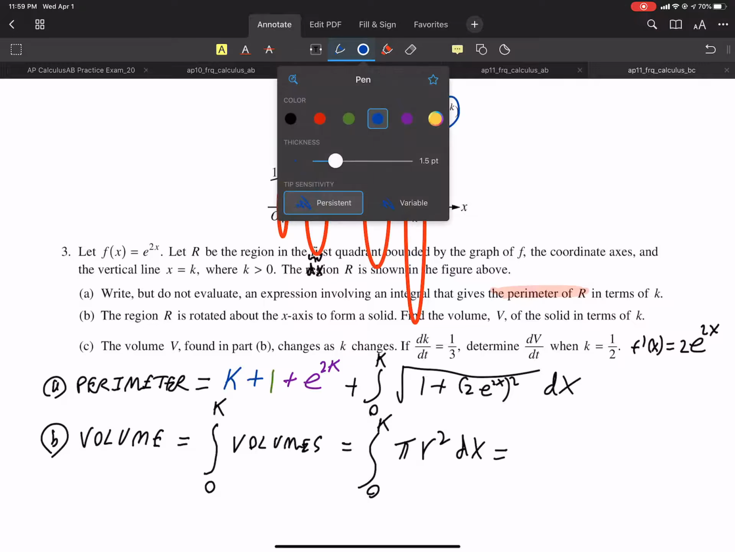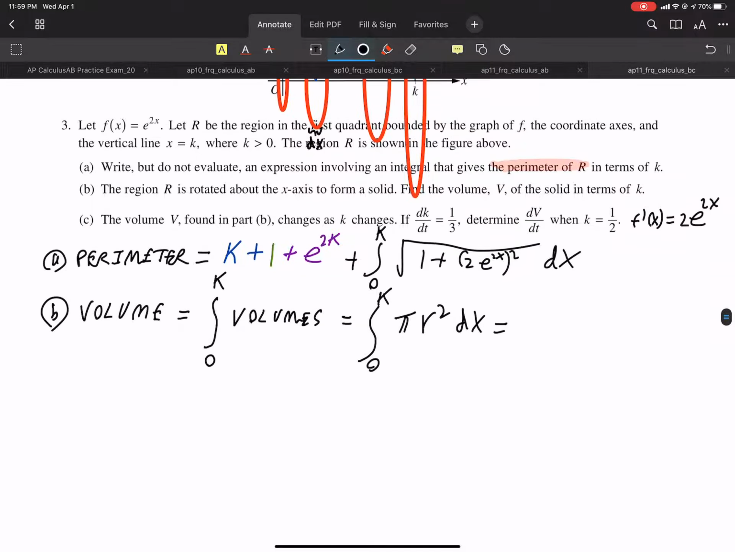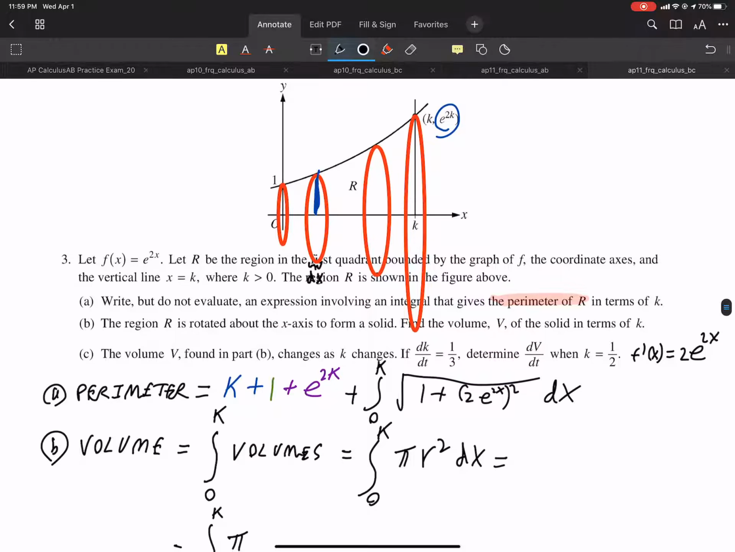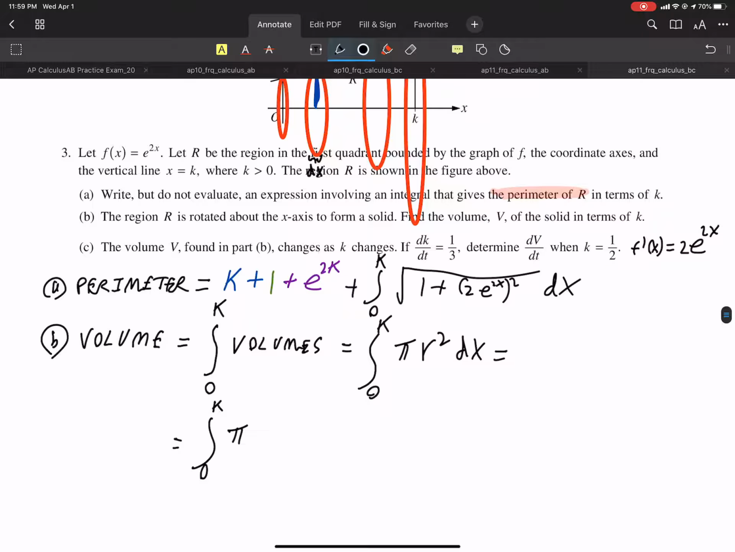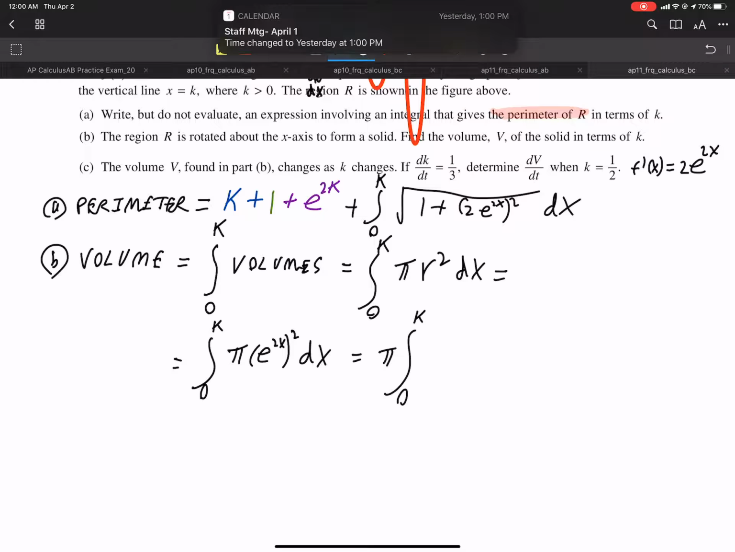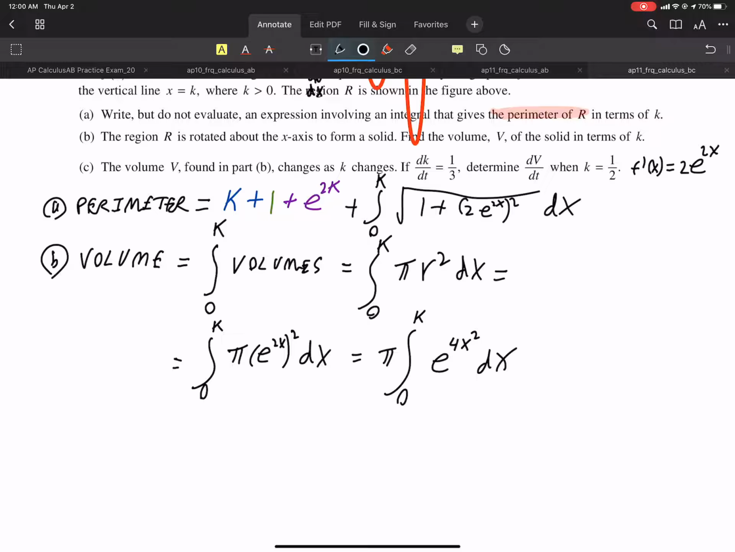So let me rewrite this now. Integral from 0 to k of pi times e to the 2x, squared, dx. And I need to simplify this. So the pi comes out in front. It's going to be e to the 4x squared dx.